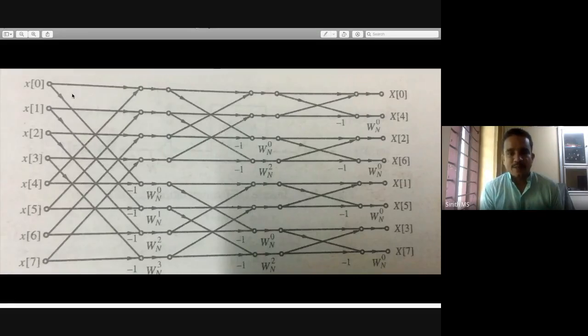Okay, so in this case, you can see that in our decimation in time, on the left side, you have the odd terms and even terms separated. So instead of x0, x1, x2, x3, we had x0, x2, x4, x6 like that. And on the right hand side, you have capital X0, capital X1 like that. But in here, you can see that the reverse thing has happened, or the decimation has happened in the frequency domain, or in the DFT domain.